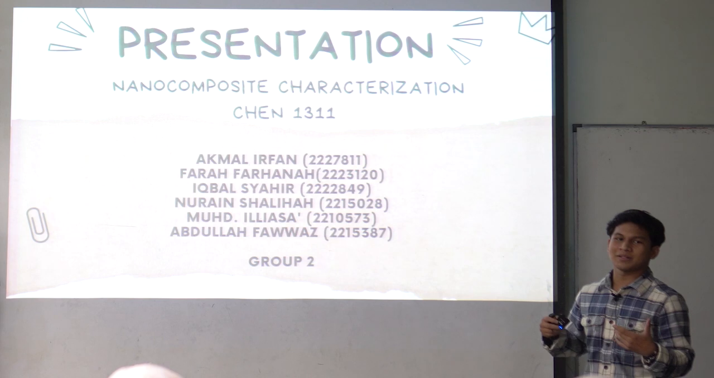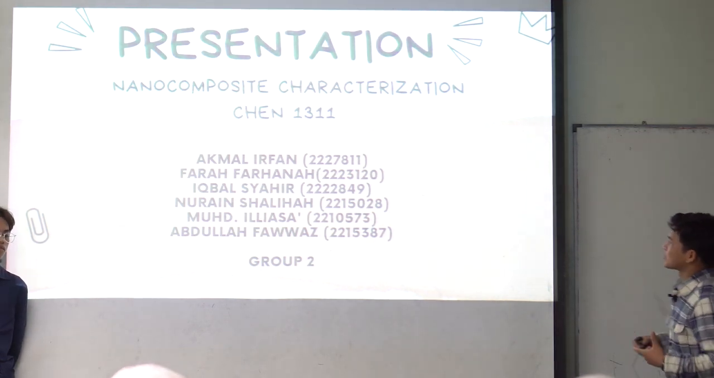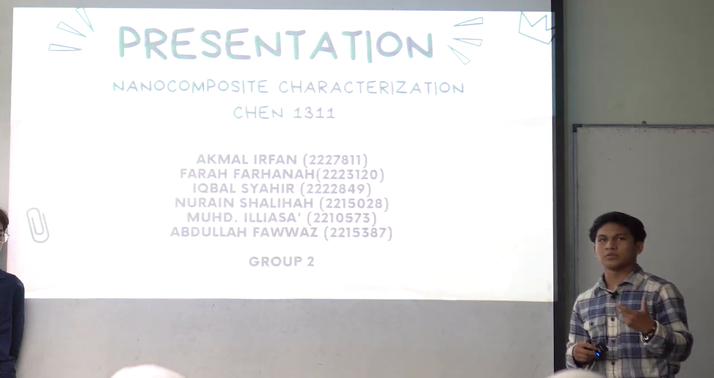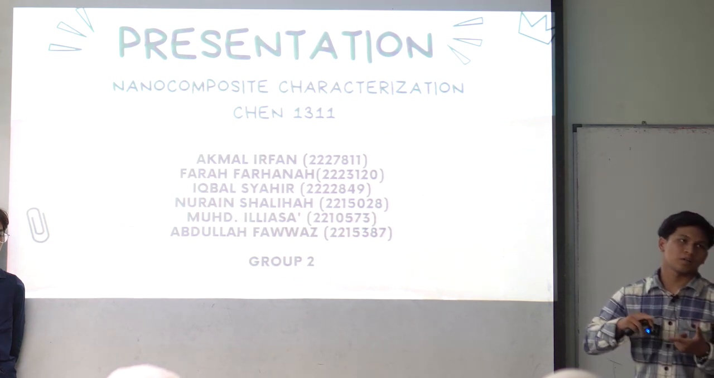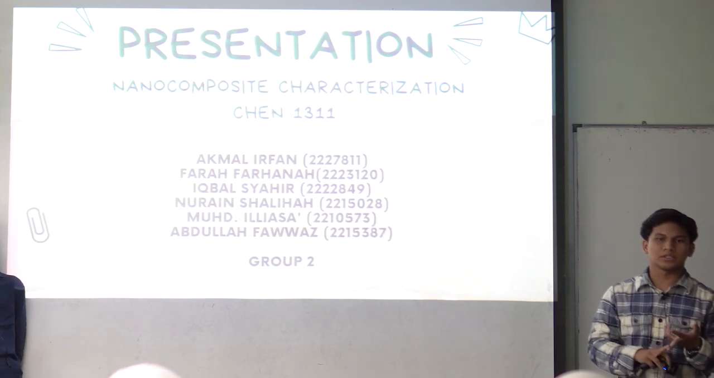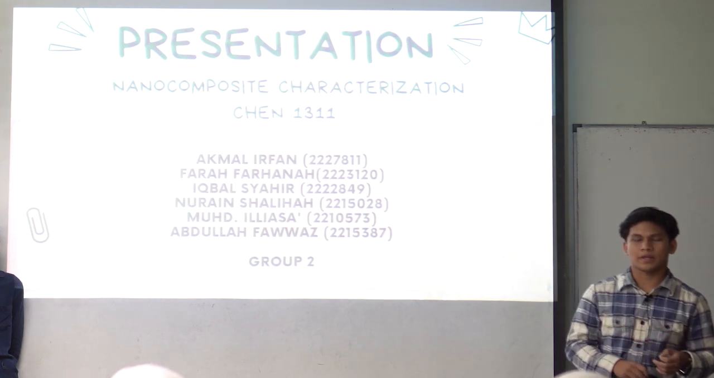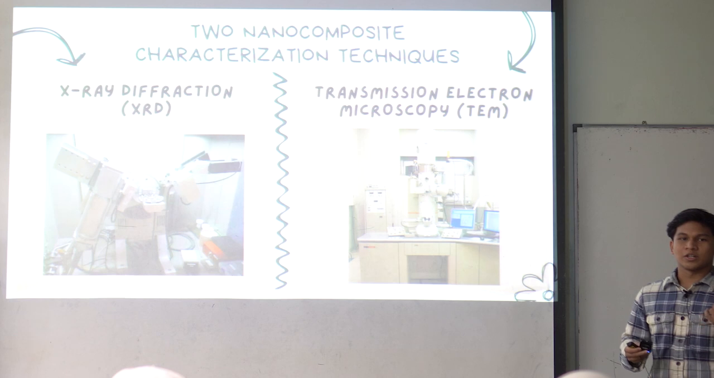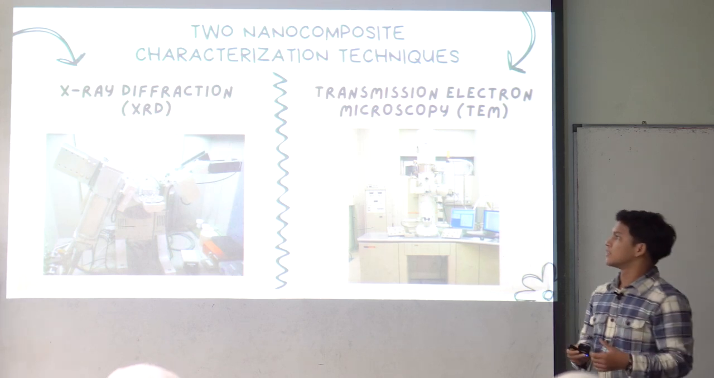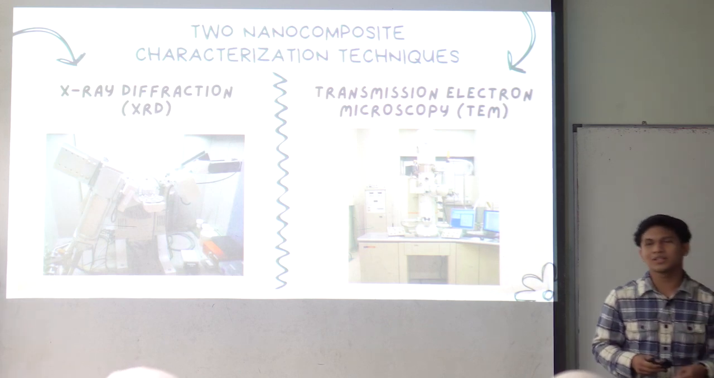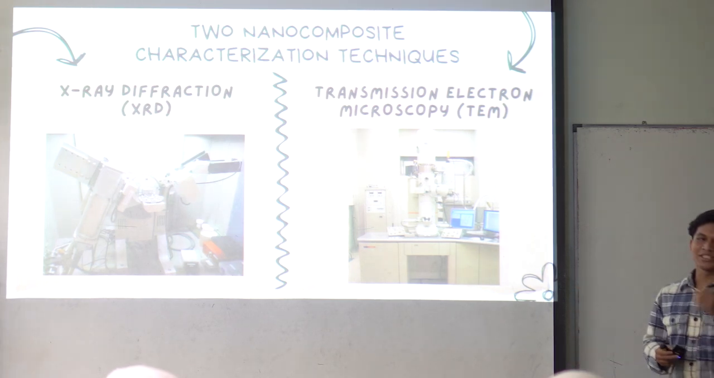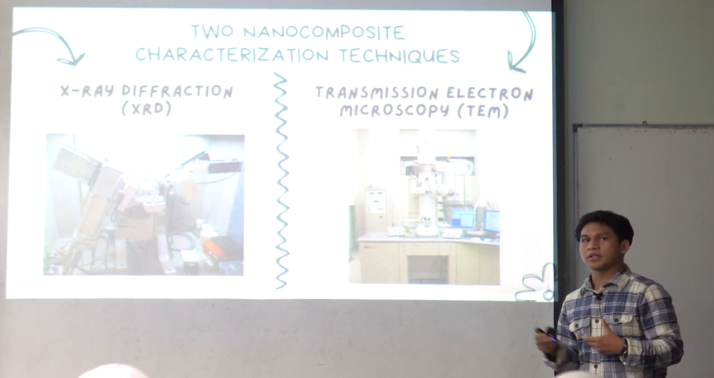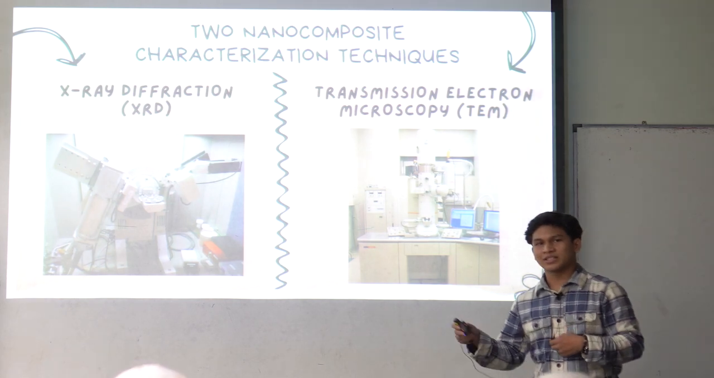Okay, and then the researchers actually do research to define the nanocomposite characterization by several techniques. They do this to study the structure, the composition, and also the properties of the nanomaterial in nano size. The two types of characterization techniques that we want to explain to all of you are, first, XRD, or X-ray diffraction, and second, TEM, which is transmission electron microscopy. The choice of technique depends on what the researchers are interested in studying about the nanomaterials.